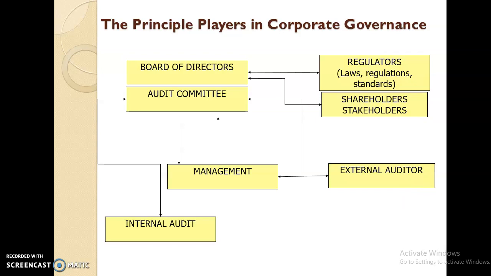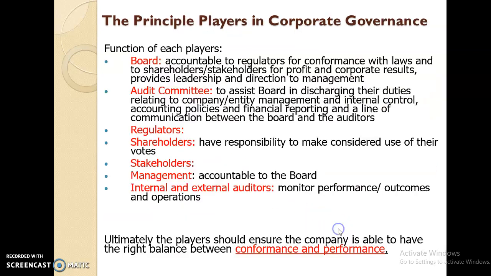Now, these are the principal players of corporate governance. We can see here there are the board of directors, audit committee, regulators, stakeholders. So we can see our position here. The external auditor is liaising with the management, while the internal audit will report directly to the audit committee. So internal audit is not reporting to the management, but directly to the audit committee. So these are the principal players: board, audit committee, regulator, shareholders, stakeholders, management, and internal and external auditors.